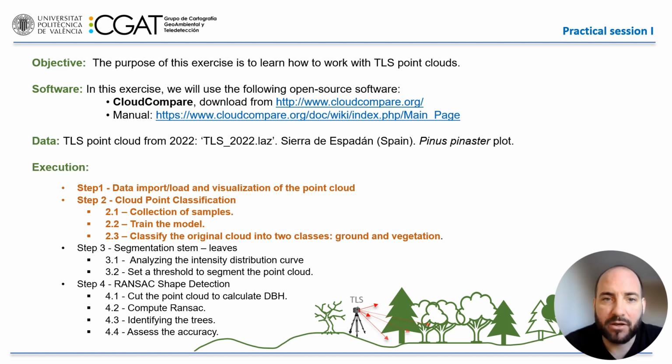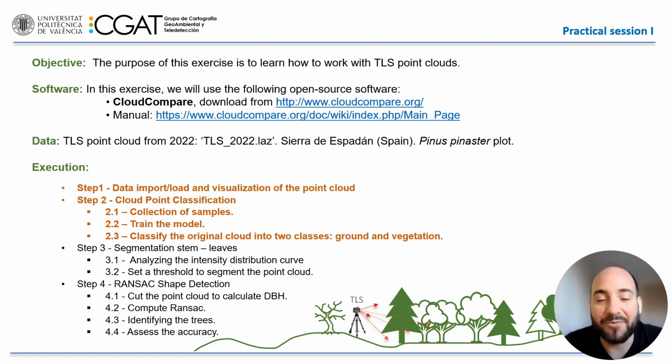The practice has 4 steps. The first one is to import the data and run some visualization tools. Secondly, we will classify the ground points and the points corresponding to the vegetation. For this, we will collect training samples, train a model, and apply it. The third step is to segment the point cloud classified as vegetation into stem and leaves based on the intensity of the point cloud.